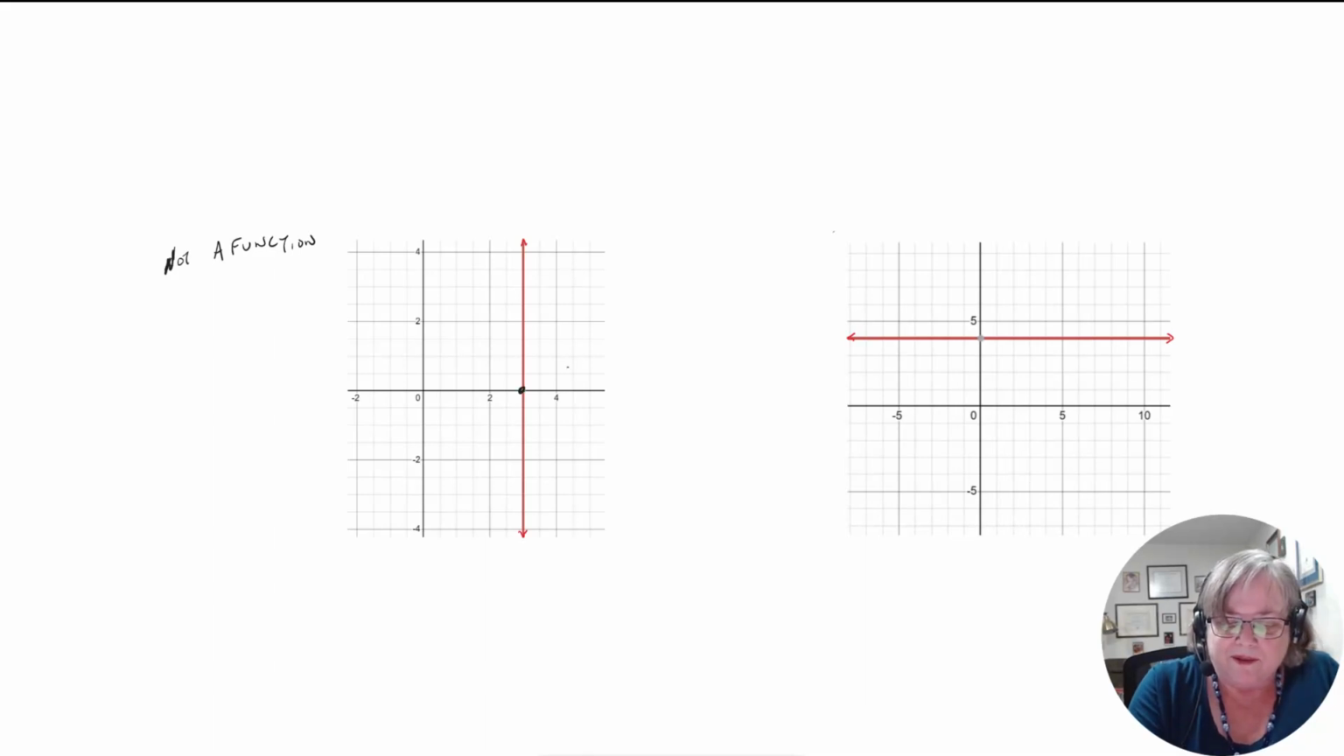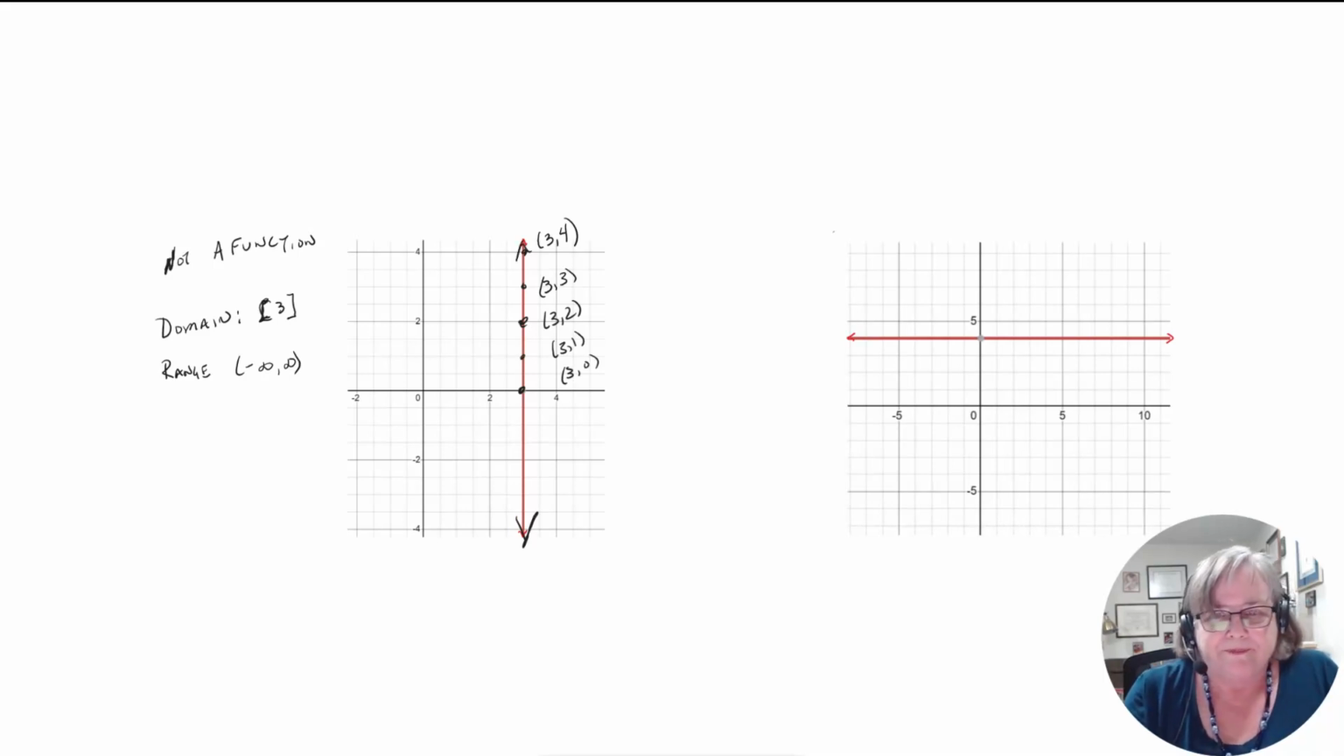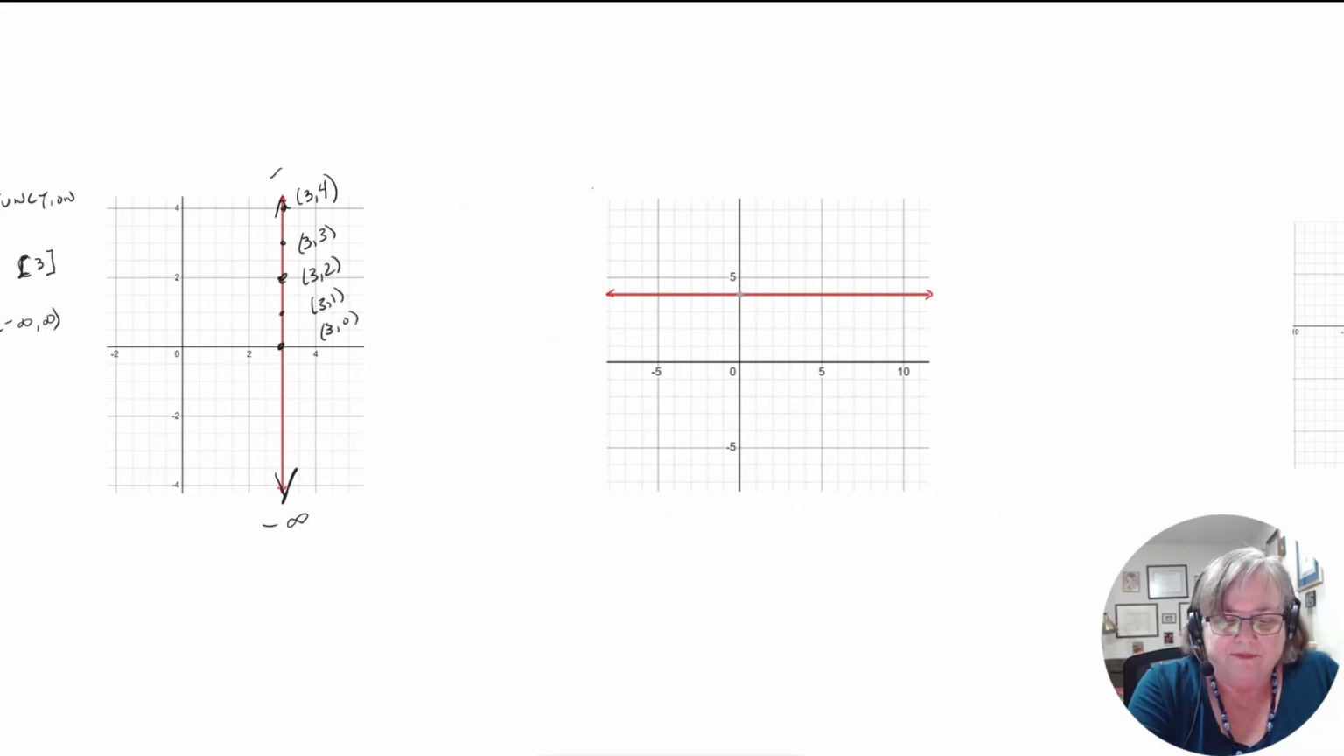But if you look at the points, it's got 3, 0, 3, 2. Oh, sorry, 3, 2 is up here. This would be 3, 2, 1. Sometimes when these change, okay, even though I wrote that down. Okay, 3, 3. So see how each x does not have one y? So this is not a function, all right? So then it can still have a domain. What kind of x values does it have? It only has one. The only x it has is 3. So it's 3 and only 3. What kind of range is it? It's going to go negative infinity to infinity because it's forever down to forever up. All right. Negative infinity to infinity.